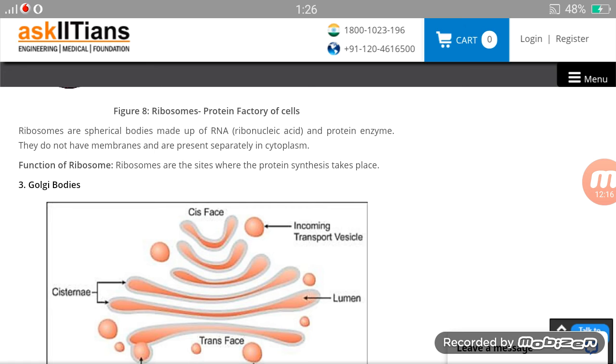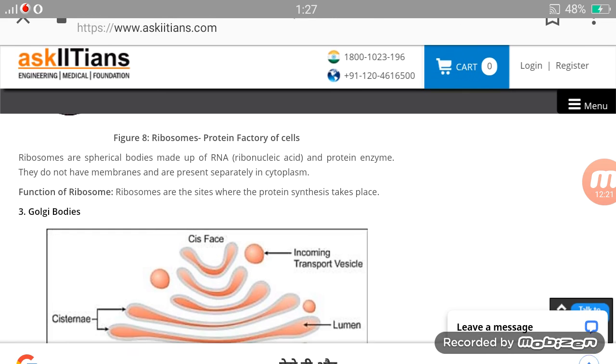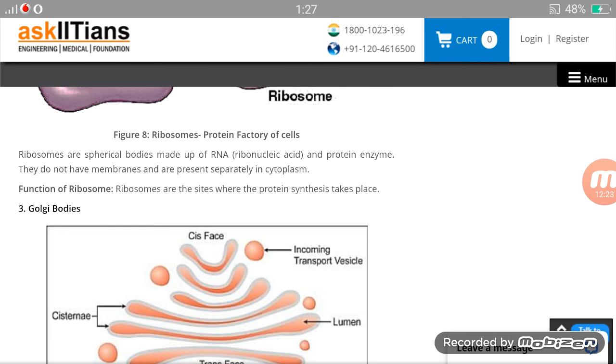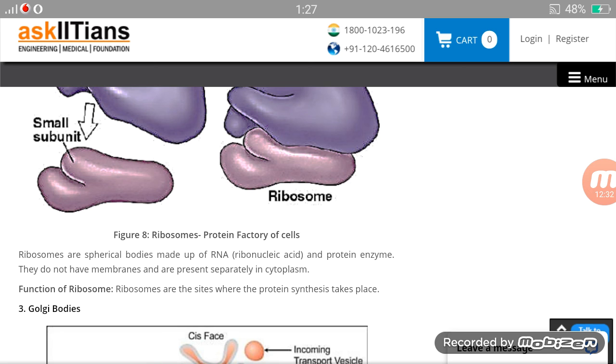Ribosomes are spherical bodies made up of RNA, ribonucleic acid, and protein enzymes. They do not have membranes and are present separately in the cytoplasm. So these are spherical bodies, as you can see in this diagram, and are made up of RNA, whose full form is ribonucleic acid, and protein enzymes also, because they are the protein factory of cells, so they possess protein enzymes, and they do not have membranes and are present separately in the cytoplasm.